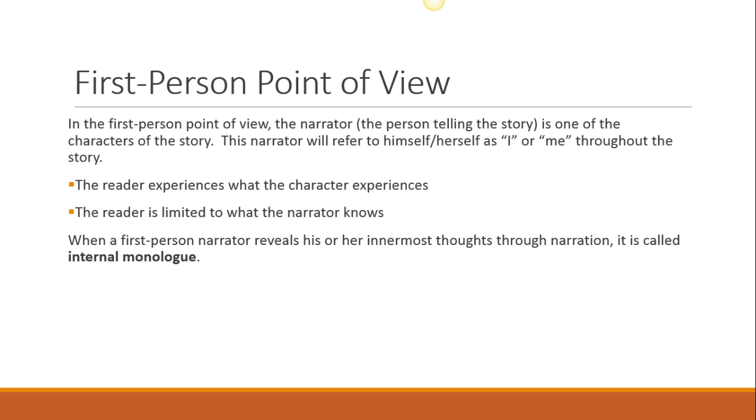In the first person point of view, the narrator, or the person that's telling the story, is one of the characters of the story. This first person point of view narrator will refer to himself or herself as I or me throughout the story. In this first person point of view, the reader experiences exactly what the character or the narrator experiences. However, the reader is also limited to what the narrator knows. When a first person narrator reveals his or her innermost thoughts through narration, it's called internal monologue.